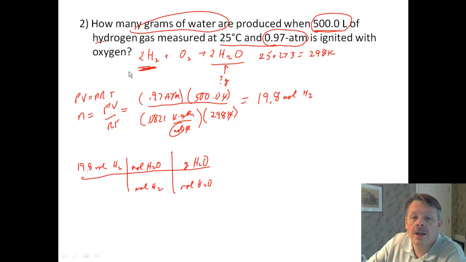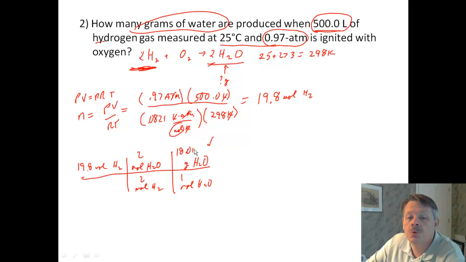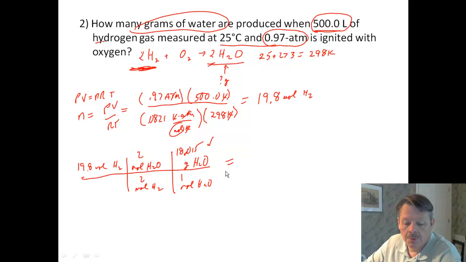So I have 2 moles of H2 giving me 2 moles of water, so that's 2 to 2. And moles of water going to grams of water, you should know the molar mass of water is 18.015 grams per mole. If you don't know that off the top of your head, you should be able to calculate it. We multiply that out, and that gives us 357. Or because we have to go with only 2 sig figs because of our atmospheres, we're going to end with 360 grams of water. All right, that's it for number 2.